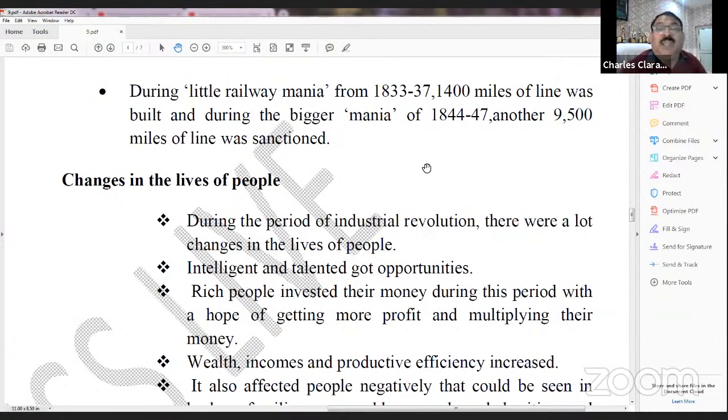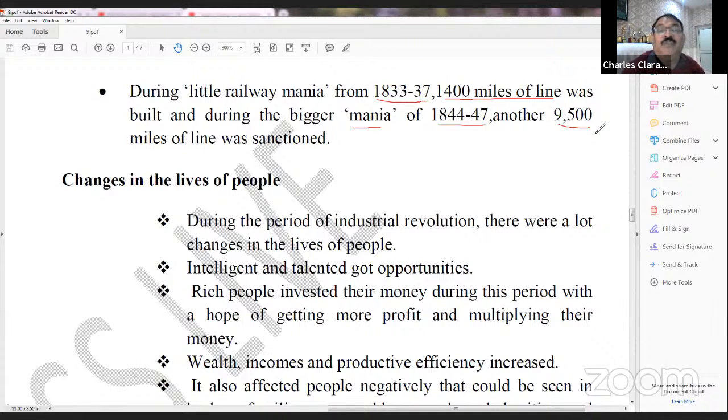The little railway mania. Now, I told you about the canal mania. Now came the railway mania. That means there was massive construction of railway lines. The little railway mania from 1833 to 37, 1400 miles of line was built. During the bigger mania of 1844 to 49, 9,500 miles of line was sanctioned. So you can understand, first 1400 miles was built, and then the second mania.